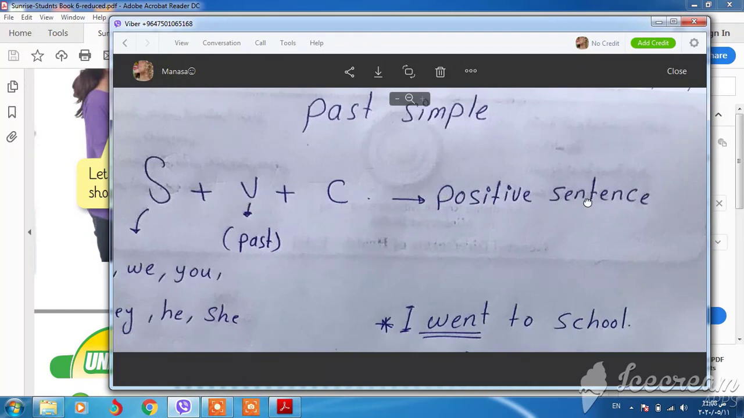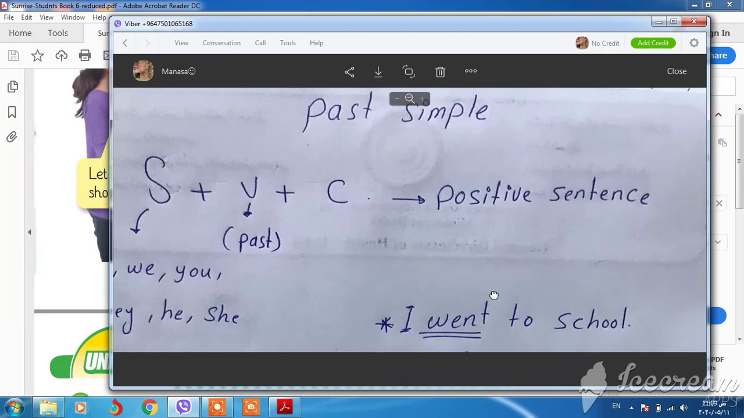We talked about the positive sentence. We said that with a positive sentence, the rule will be subject, verb, complement. The subject means noun, pronoun, animals, things, one name or two names. And for pronoun, we should say I, we, you, they, he, she, it, all of them. For example, I went to school. I is the subject. Went is a verb past. To school is the complement.